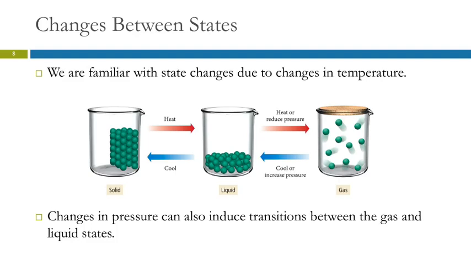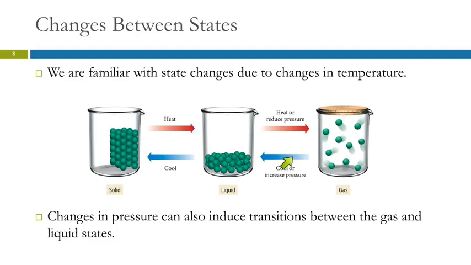We can also go the other way. We can take a gas and condense it into a liquid by cooling it off or removing heat. We can take that liquid and make it into a solid by cooling it further. As the particles slow down, they will get stuck and not be able to slide around anymore.